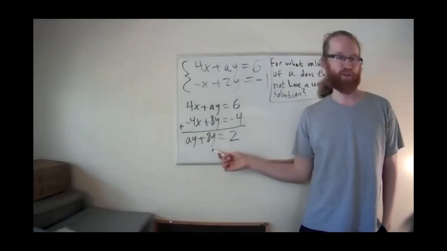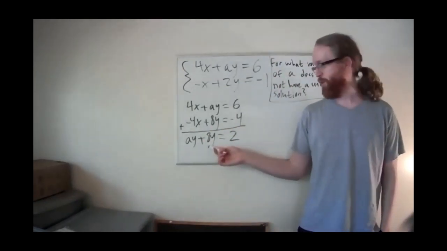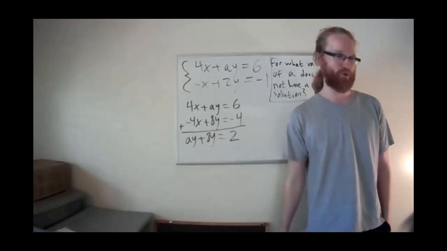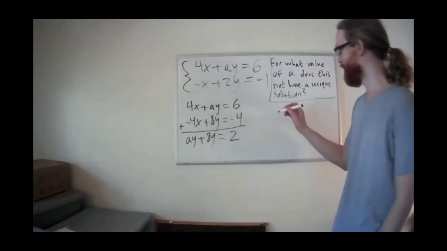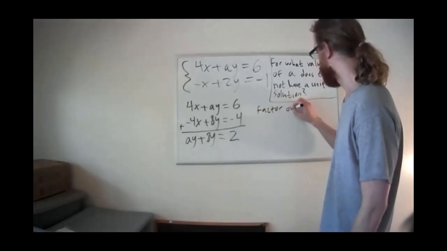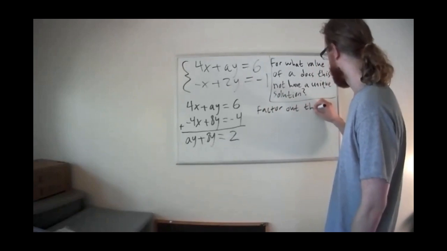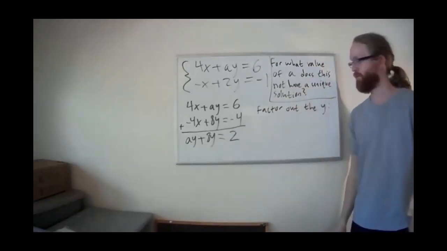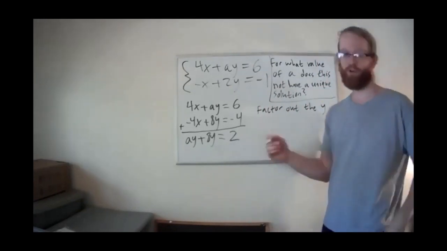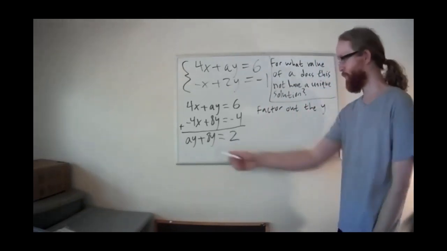I'm tempted to say the word factor. I want to factor out a y here, because both of these terms have a y in them. I can factor out the y. So what I'm going to say is factor out the y, which in some sense means I'm just going to pull it out. And I'm going to take whatever's left over and write it in parentheses. So I'm going to factor out the y.